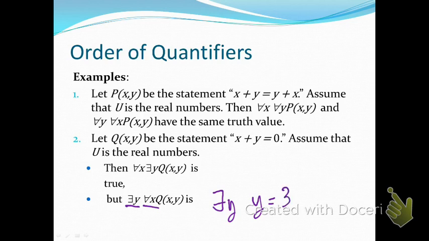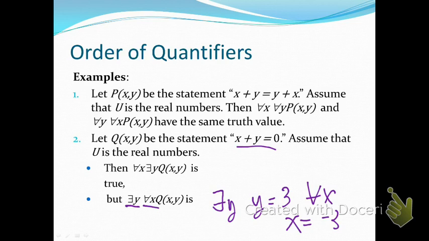Let's choose a y of 3. That would mean that for all x, any x I choose will equal 0. And that's not a true statement. There is only one x, which happens to be -3, that will make it 0.